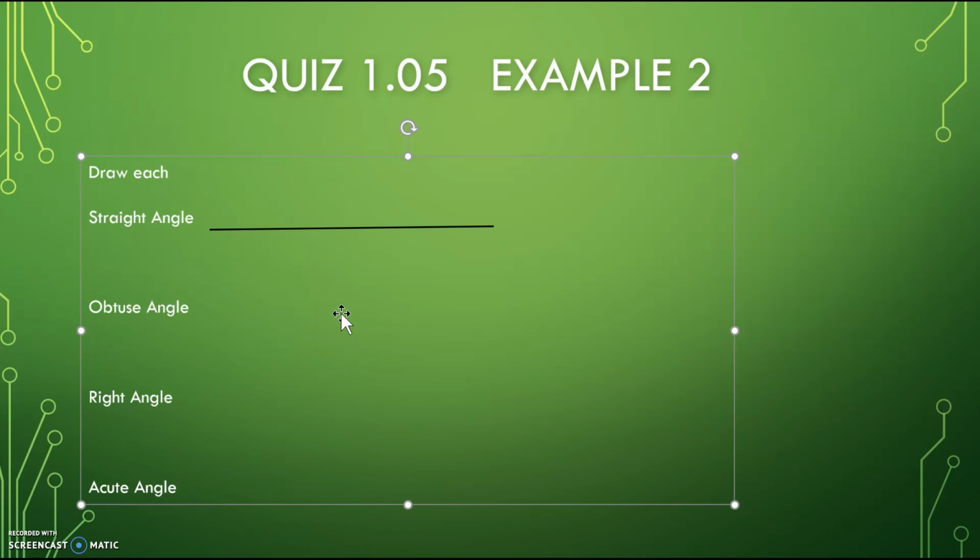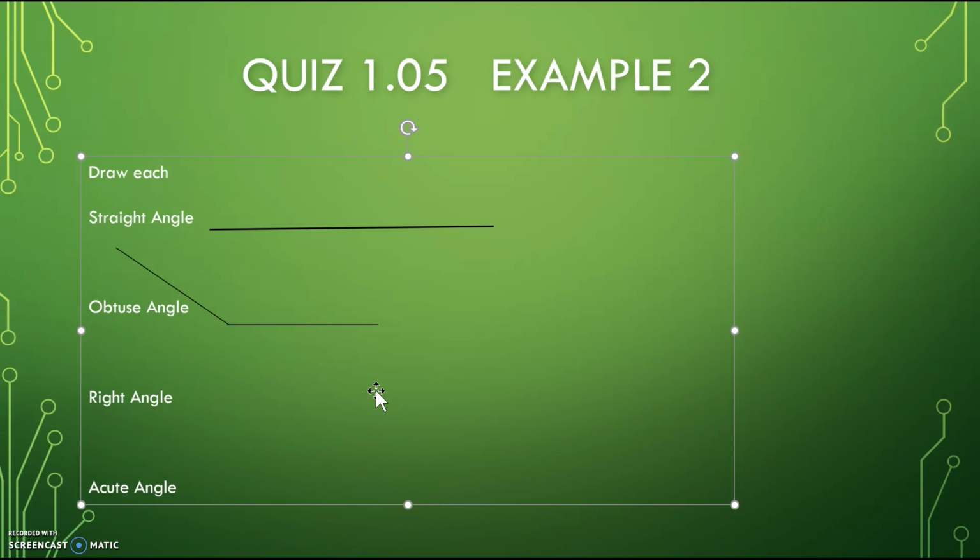An obtuse angle is larger than 90 degrees. So let's put that together here. First we're going to draw our bottom ray. And then we need to go another one that is larger than 90 degrees. So we want to come out from here and go bigger than 90 degrees. Turn that black. And that is an obtuse angle.